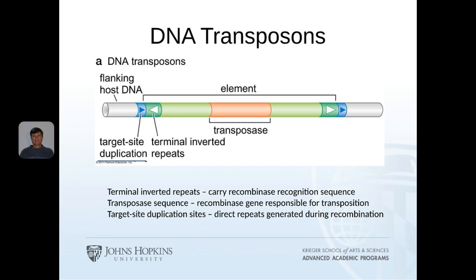If a DNA transposon contains terminal inverted repeats and a transposase gene, they are autonomous and can carry out their own transposition. If a DNA transposon carries only the terminal inverted repeats, they are considered non-autonomous transposons and require a trans-acting transposase gene in order to transpose.